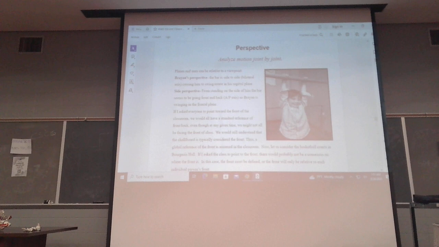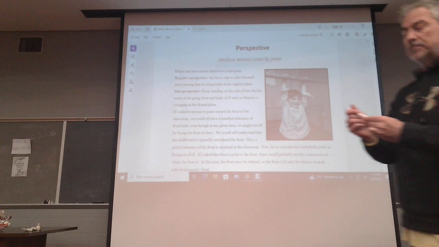Because think about it. This is the front of my wrist. Anterior, posterior, front of my eyes, in the front. Front of my elbow, in the front. Front of my shoulder, in the front. Front of my belly, in the front. Front of my knee, in the front. So every joint has their own little eyes perspective.